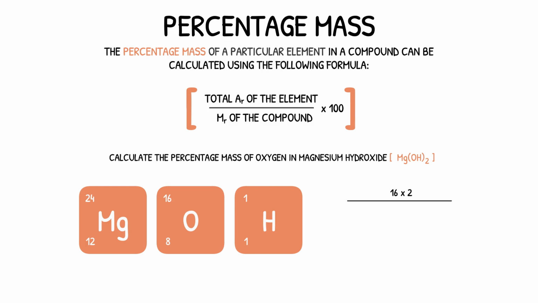And we would divide this value by the relative formula mass of magnesium hydroxide, which is equal to 1 multiplied by 24 plus 2 multiplied by 16 plus 1 multiplied by 2, giving us a total of 0.552. We then multiply this value by 100, giving us an answer of 55 when rounded to the nearest whole number. Oxygen makes up 55% of the mass in magnesium hydroxide.